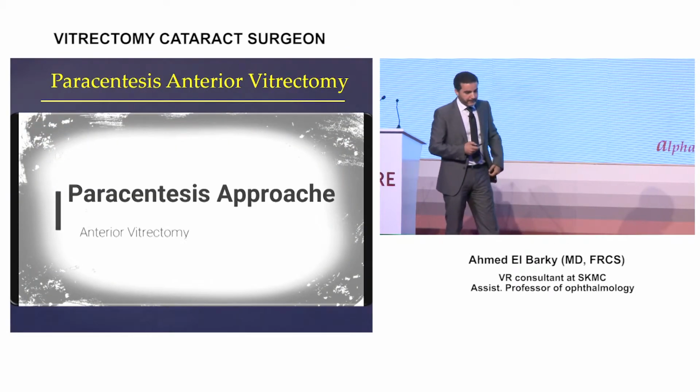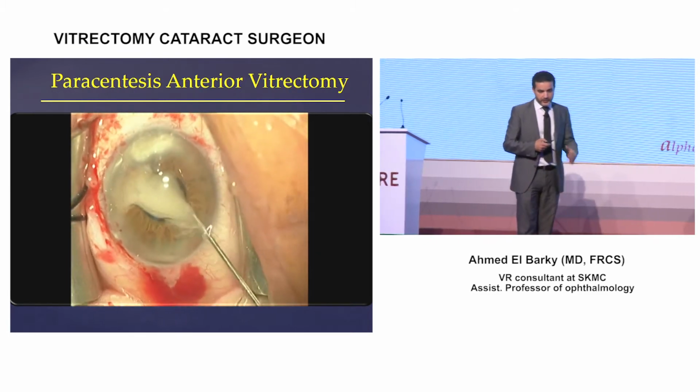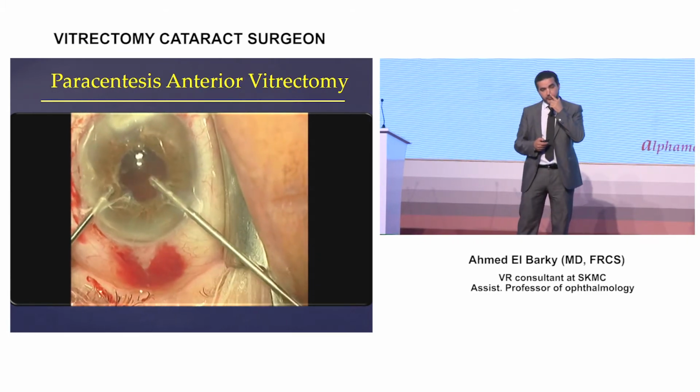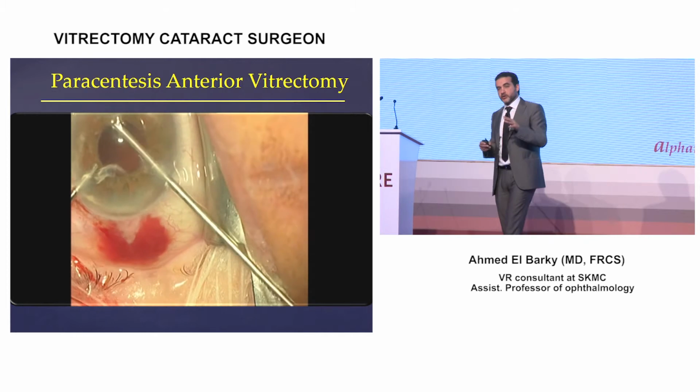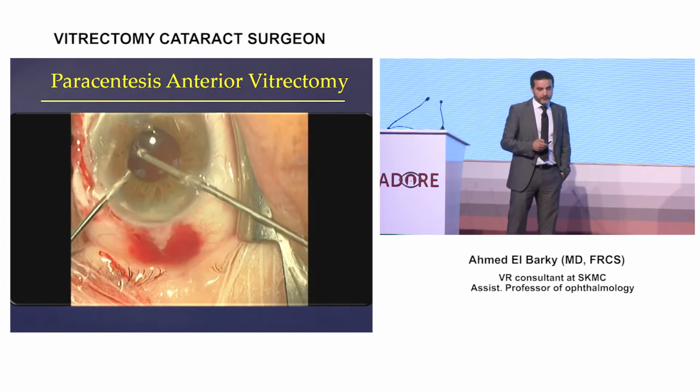The other approach is the anterior vitrectomy, and here it's very good. You can see here using triamcinolone. It's very important to visualize the vitreous. Make sure that you remove all the vitreous at the end, and you can go in through the paracentesis.